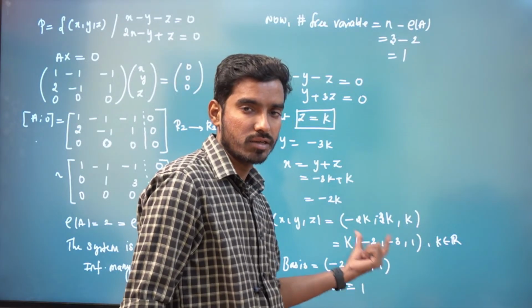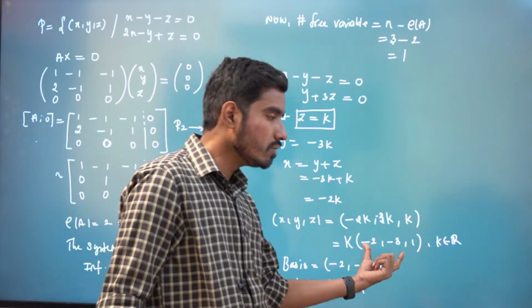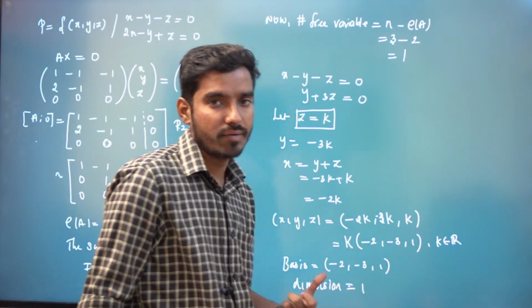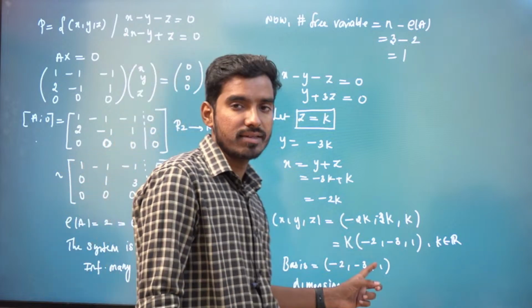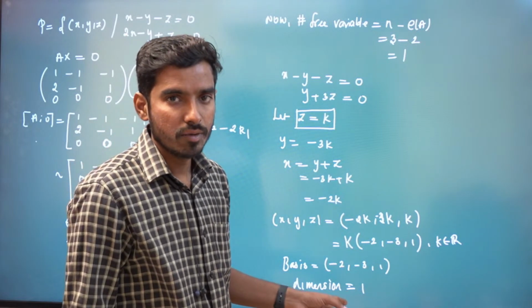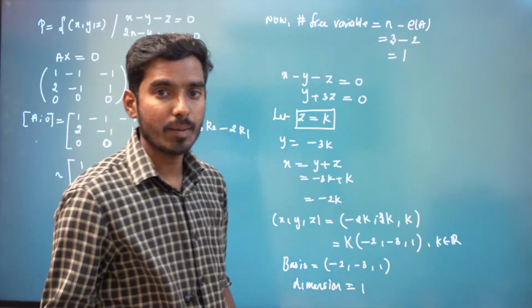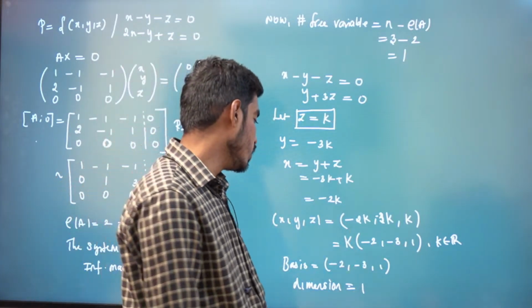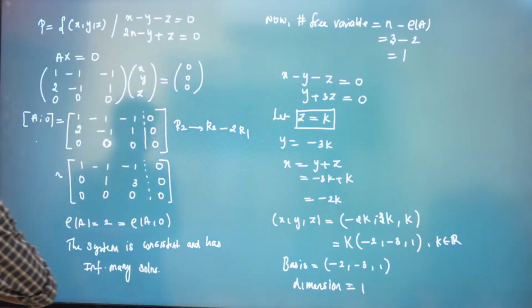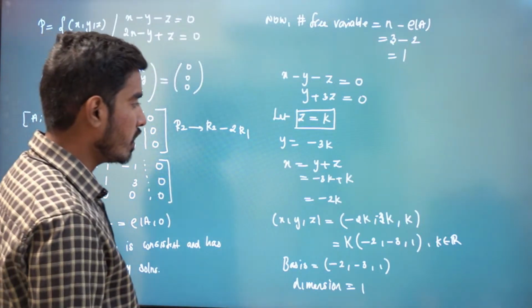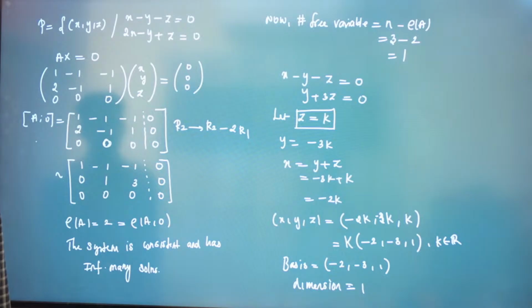Any linear combination is also a solution, but this single vector alone is enough to span our entire solution space. This single vector is linearly independent as well as spanning our solution space. So therefore it is a basis, and the number of elements is one vector here. So we have dimension equal to 1 and basis (minus 2, minus 3, 1).